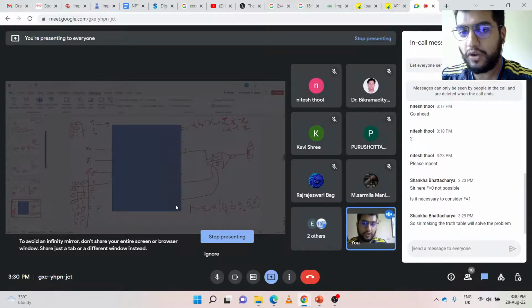If it would have been an OR gate, what would have been our output? F would have been equal to summation of minterms 1, 4 and 7, right? Now it's a NOR gate, so it will be high for the remaining cases. The truth table makes our life easy, but sometimes you don't have time to draw a truth table, so we just use the shortcuts.